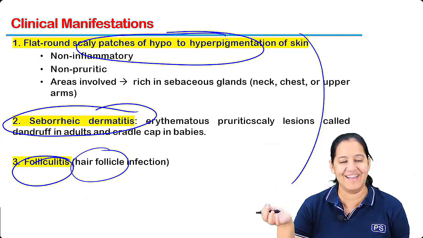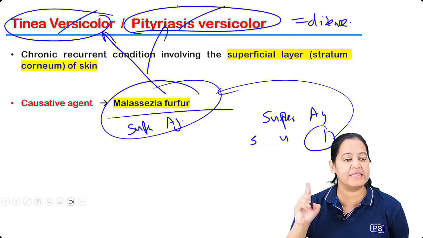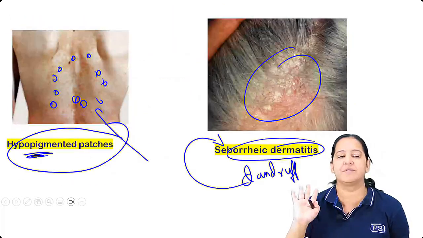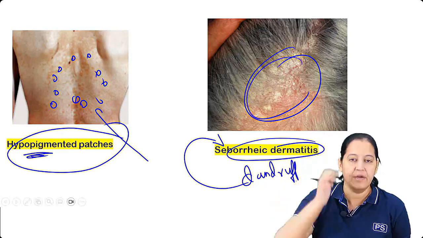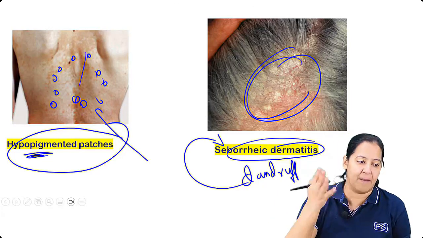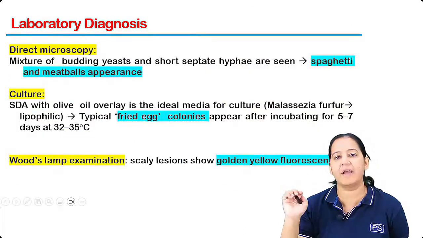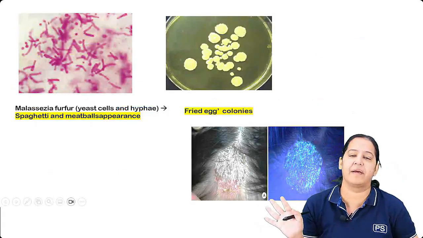Okay, chalo. So we have seen the first fungus, Tinea versicolor, Pityriasis versicolor. We have seen the causative agent and the symptoms. How do you make the diagnosis? You take the scraping of the dandruff, the scraping of the skin. That is the specimen. For lab diagnosis, we will do three things. There is a question on these three, and there is also a diagram.